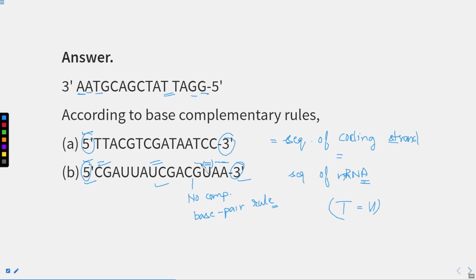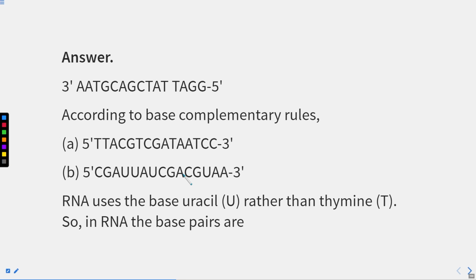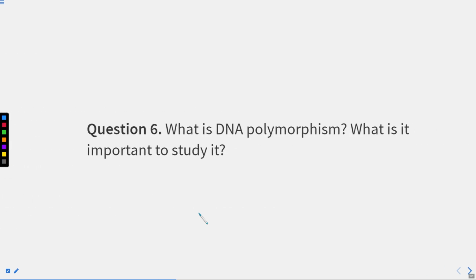Okay, then we have the G. All right, likewise, you can make the sequences. Now, this RNA uses the base uracil rather than thymine. So in RNA, base pairs are like this.